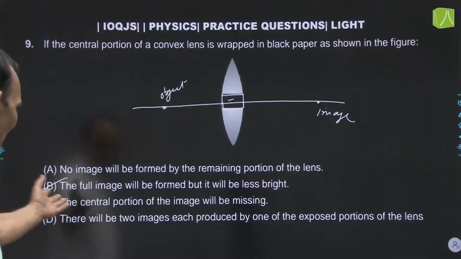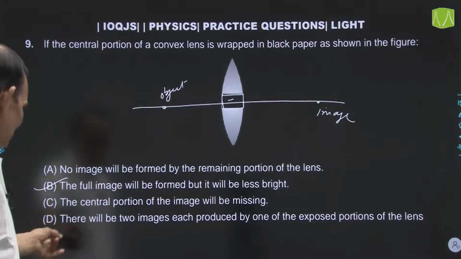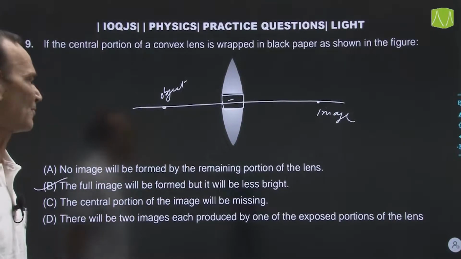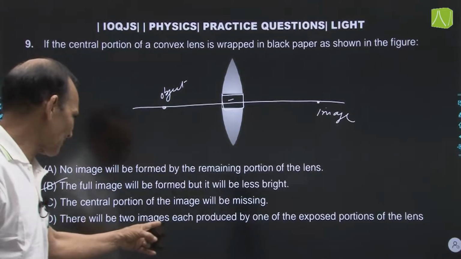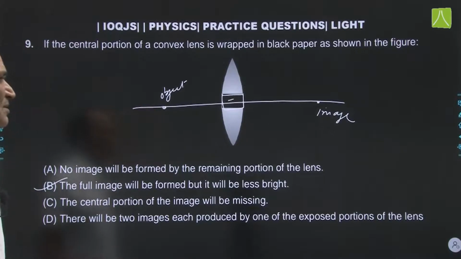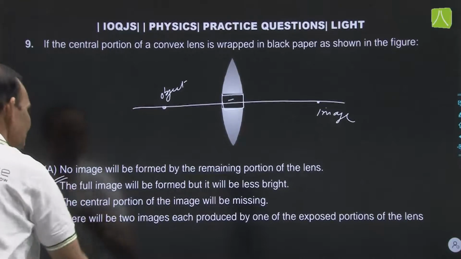Think about C. Why not C and D are correct? The central position of the image will be missing. No, each portion of the lens will produce an image. There will be two images, each produced by one of the exposed portions of the lens. No, the correct answer is B.